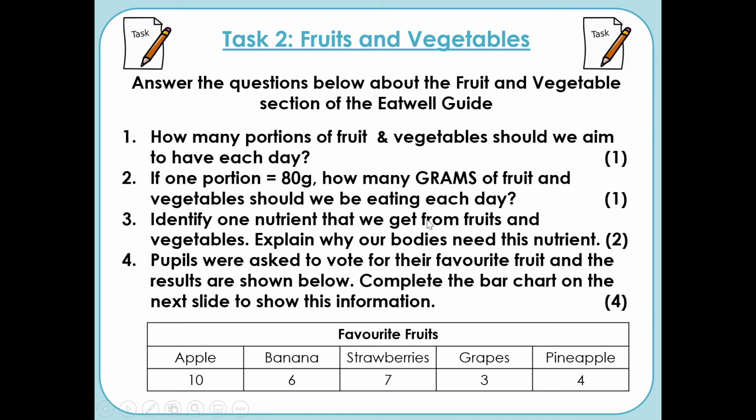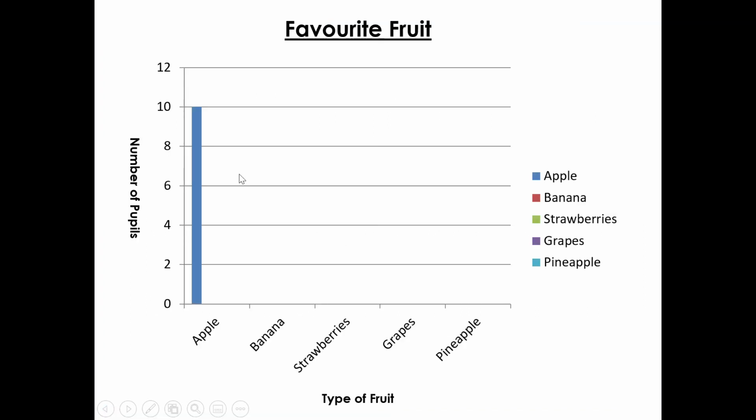Identify one nutrient. So remember we had that previous slide with 3 things that we get from fruit and vegetables, and then explain why our body needs it. And then the last question there, guys, you're going to complete a bar chart. Okay, so you've been given information about the favourite fruits from a class, and you need to complete this bar chart. So we've given you one just to help you, and then you've got to complete the other ones, preferably with these colour-coded sections so it's easy to read.